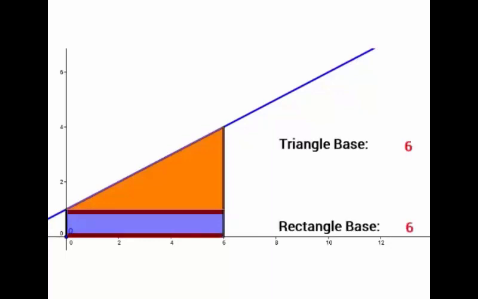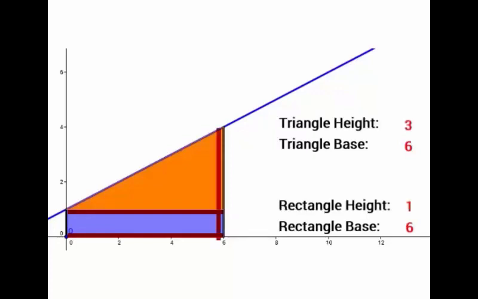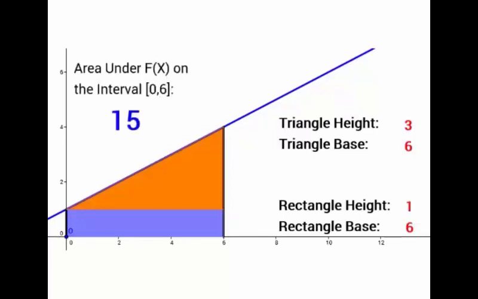The base of both the rectangle and the triangle have length 6. The height of the rectangle is 1, and the height of the triangle is 3. The area of the rectangle, 6 times 1, plus the area of the triangle, half of 6 times 3, gives the area under f on the interval, which is 15.